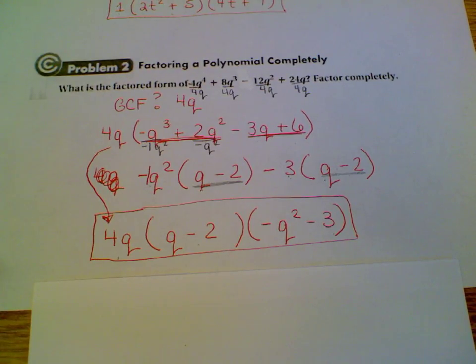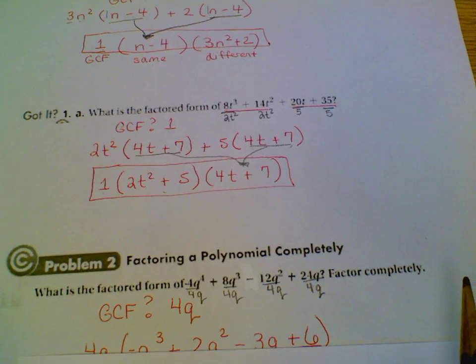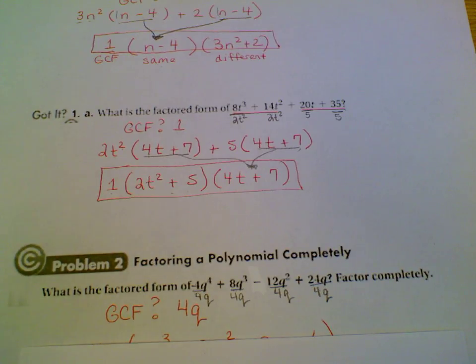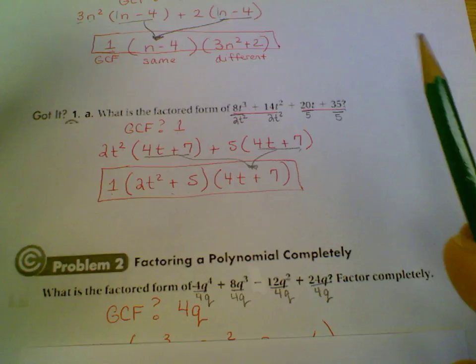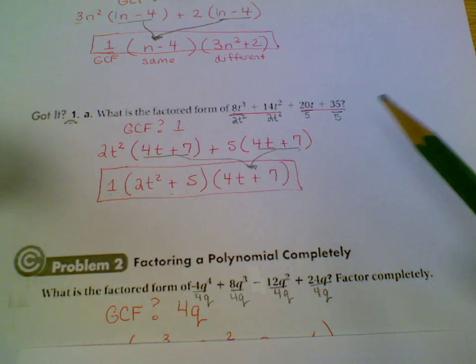Okay, so for factoring by grouping, you will have 4 terms, but you still run through the same steps as before: you need to check for a greatest common factor, and then you're going to group the first two together and the last two together and find those GCFs.